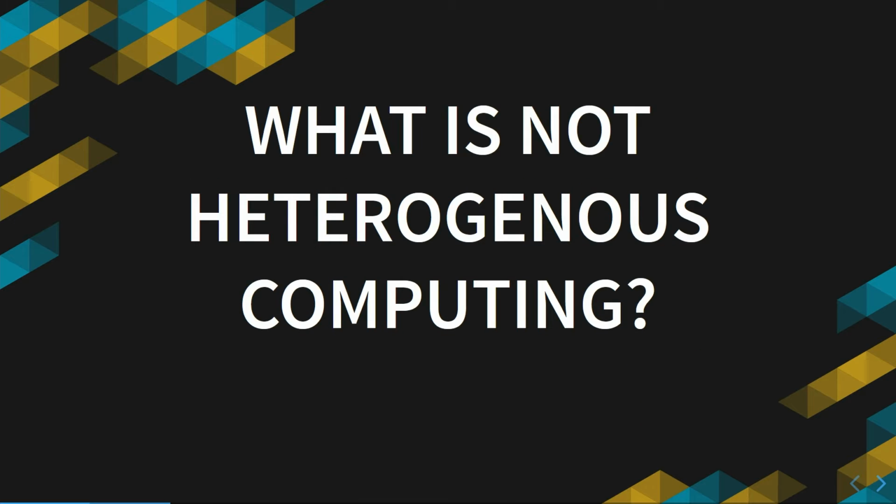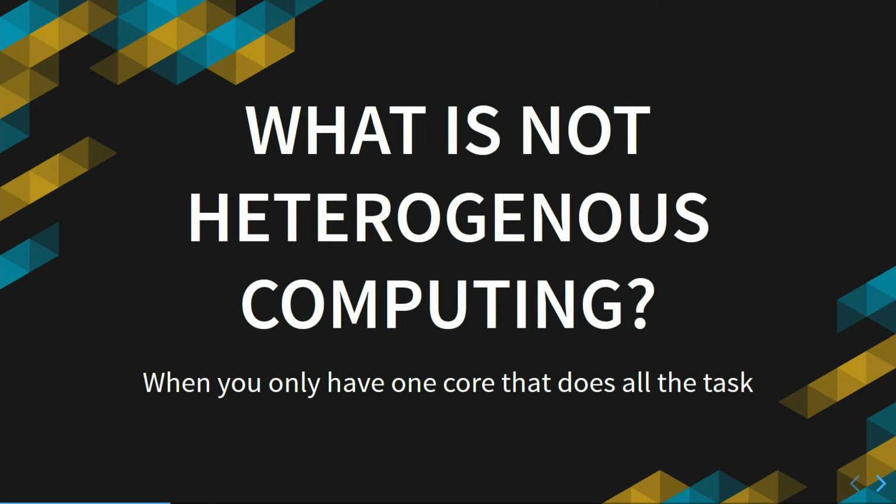So let's start with what heterogeneous computing is not, because there's often confusion about this. Heterogeneous computing is not when you only have one core that does all the tasks. That's traditional single-core computing, one processor handling everything sequentially. It's also not just having multiple identical cores doing the same thing. That's parallel computing, but it's homogeneous. And it's not about using different programming languages or software frameworks on the same hardware. What we're talking about is fundamentally different, using multiple cores with different capabilities, each optimized for specific types of work.